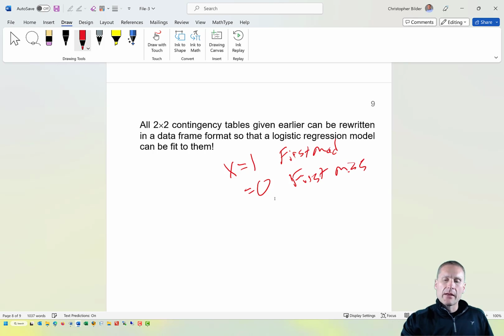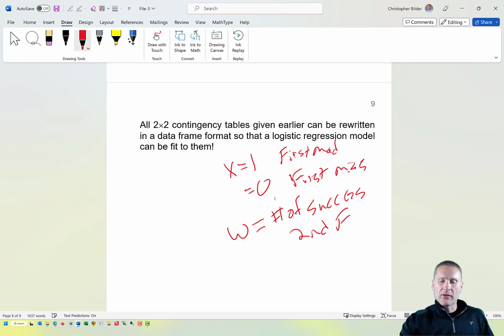Then I can form my response variable. Let's let it be w here. w is equal to the number of successes for the second free throw attempt, depending upon if the first is made or missed. You could form a data frame that has the corresponding Bird data in it and estimate a logistic regression model on your own. That's something that I strongly recommend that you try to do.